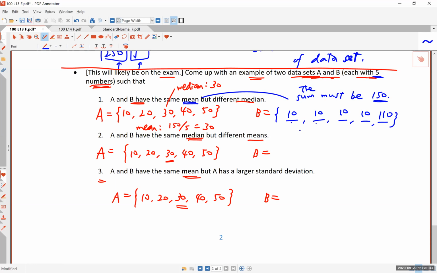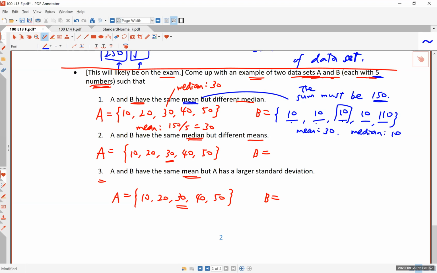Notice here, in this case, the mean stays, because it's 150 divided by 5, so the mean is 30. But what's the median of this new data set? It's 10, the middle one, right? So I have successfully created a different data set consisting of 5 numbers, so that the mean is still 30, but the median is quite different.